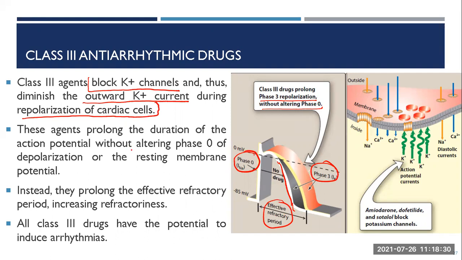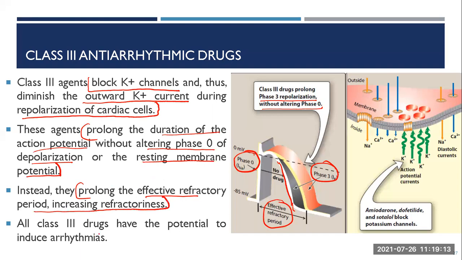Okay, so what these drugs do, the class 3 agents, they prolong the duration of the action potential without altering phase 0 of depolarization or the resting membrane potential. Okay, so the class 1 drugs affect phase 0 and the resting membrane potential, but class 3 drugs don't have any action on this. Instead, they act on phase 3 and thus prolong the effective refractory period, thus increasing the refractoriness.